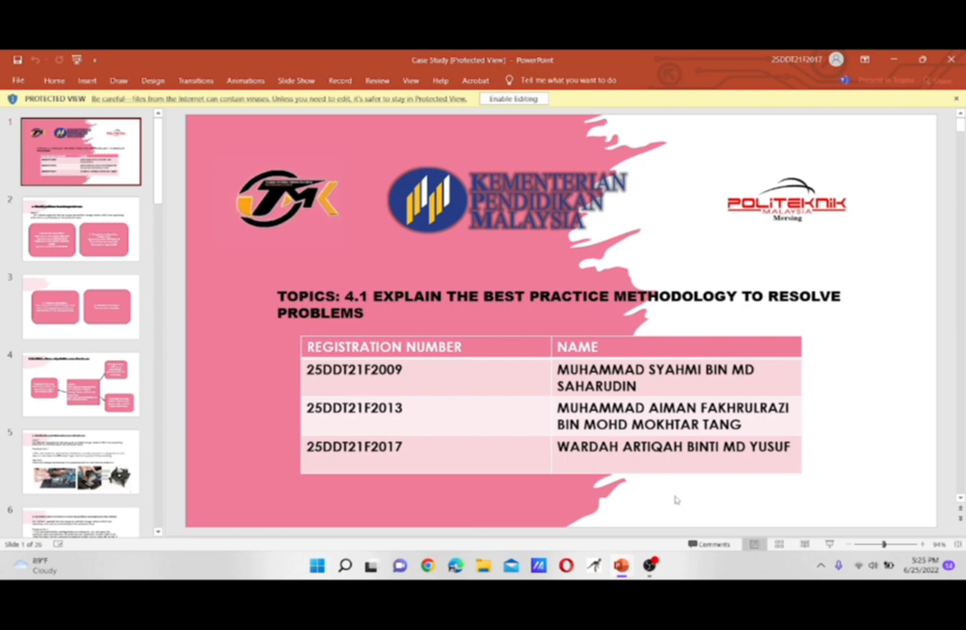Today, my group and I will explain about the best practice methodology to resolve problem. This slide prepared by Muhammad Syami bin Mat Sahrudin, Muhammad Amran Fakhrazi bin Muhammad Mutatang, and Wardah Atika binti Mat Yusof.